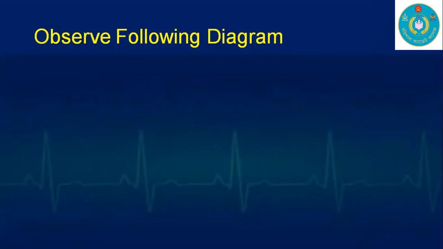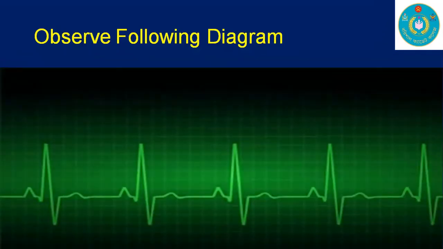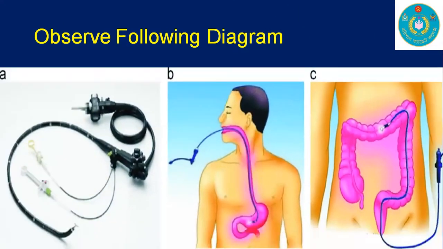Observe the following diagram. Observe this diagram and think about what you have observed. It's like a pulse, and think by yourself and observe this diagram too. Here the diagram has three parts: part A, part B, and part C. Observe the following diagram and think about what you have observed.